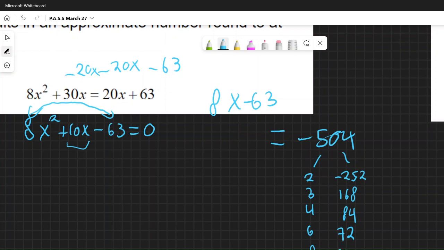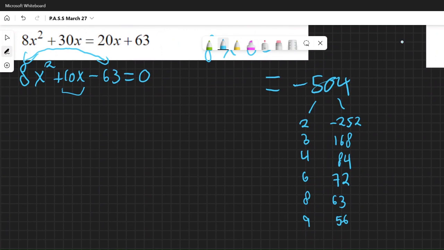9 and 56, 12 and 42, 14 and 36, 18 and 28. Then you might notice, 18 and 28, that could add up to 10x. So we have to decide what is negative and what's positive. So we have to make our 28x positive and our 18x negative in order to add up to 10x.